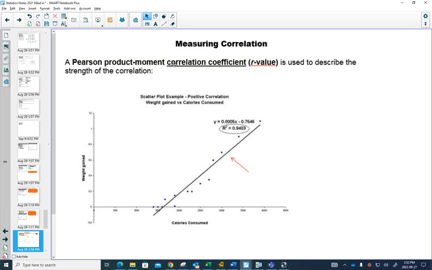How is that for a Pearson product moment correlation coefficient, otherwise known as an R value, right? Nothing like a mathematician to reduce 5 words to 1 letter.